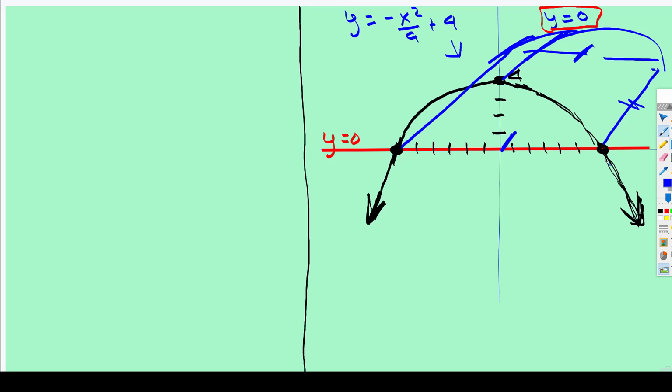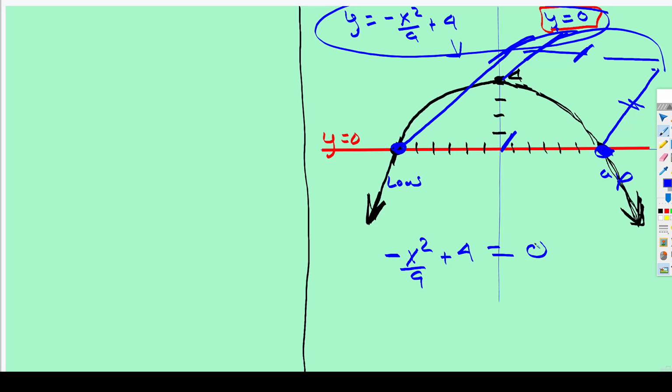However, there's a couple things you'll need to note. You'll need to note these values, the upper and lower bounds, right? Well, how do you find those? You take these two functions, this is equal to y and this is equal to y, so you set them equal to each other. So negative x squared over 9 plus 4 is equal to 0. Let's add that to both sides. So 4 is equal to positive x squared over 9. We'll cancel the dividing by 9 by multiplying 9 on both sides.